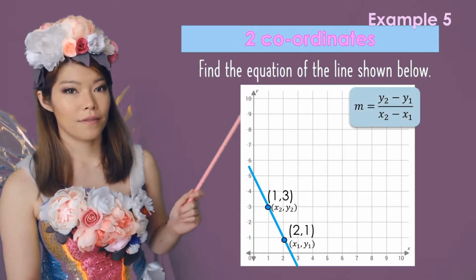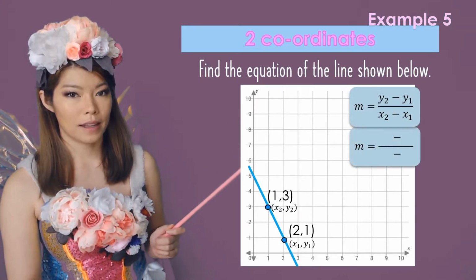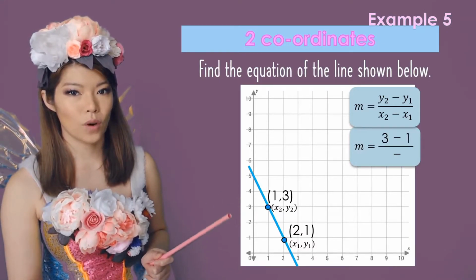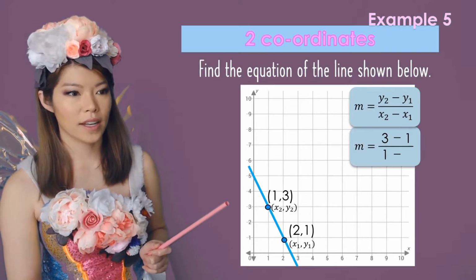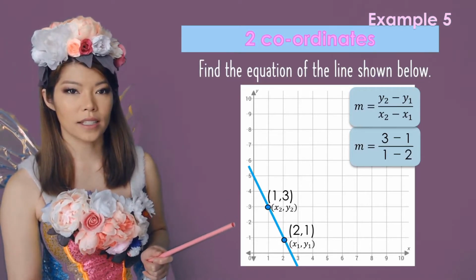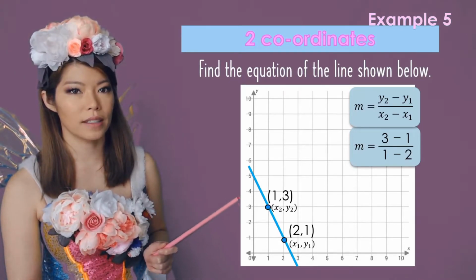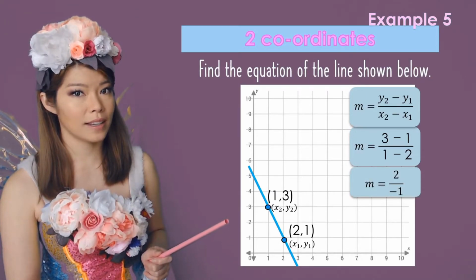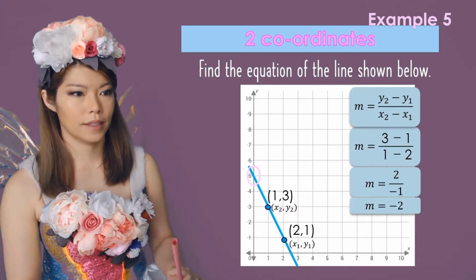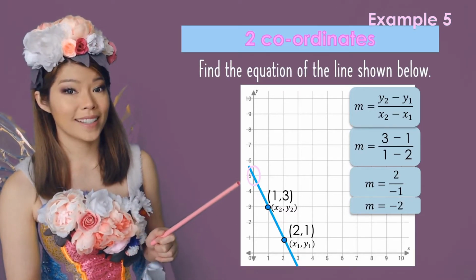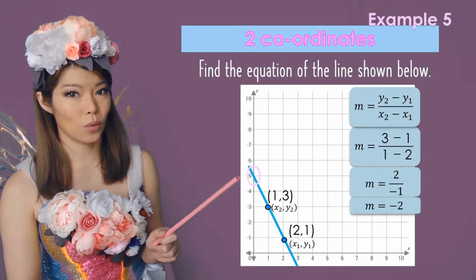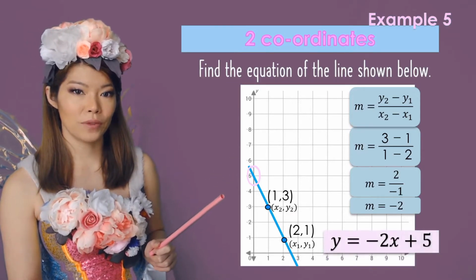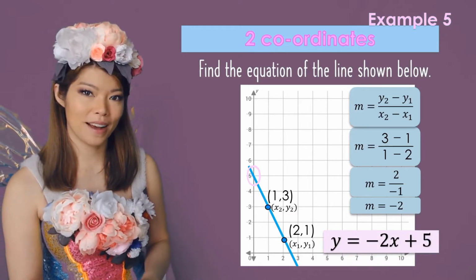So again, using the equation, plug in the numbers, we have y2 as 3, y1 as 1, and x2 as 1, and x1 as 2. So 3 minus 1 is 2, and 1 minus 2 is -1. So our gradient again is -2. Now we notice that the y-intercept is given to us. It's right here where it cuts the y-axis. So c is 5. So now our equation reads y equals -2x plus 5.